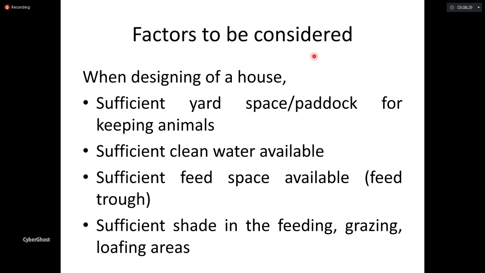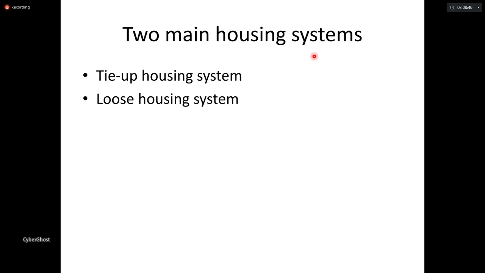So that is just to assure a sufficient shading area for these animals when they are grazing outside, right? So those are the basic factors to be considered when we are selecting a method or location or housing system for these animals.